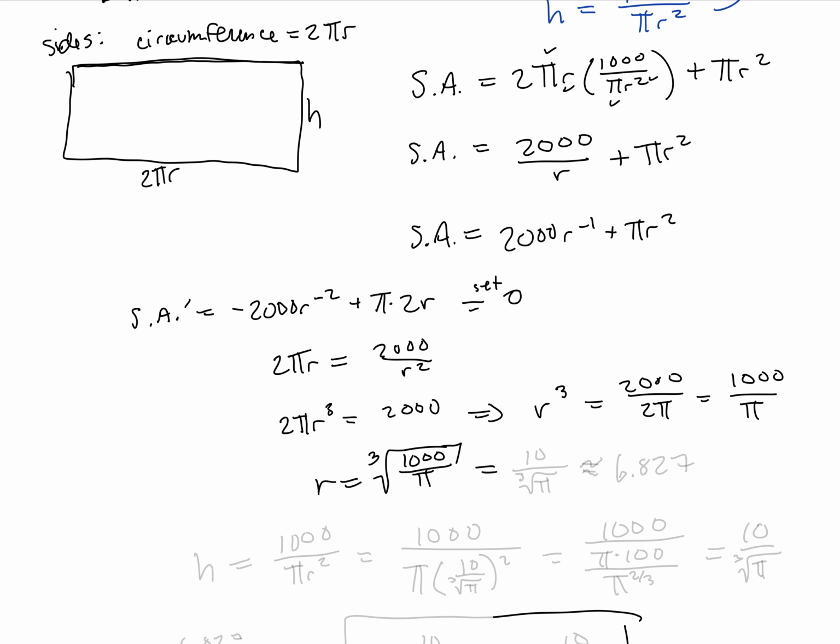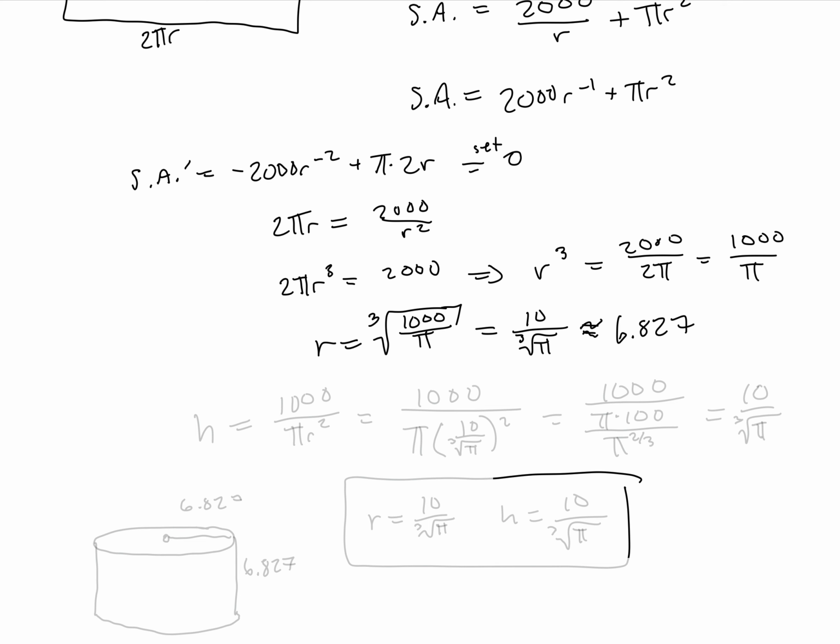10 times itself 3 times is 1000, so the cube root of 1000 is 10, so r is 10 over the cube root of pi. And if you throw that into a calculator to get an approximation, you'll get 6.827 as an approximation of that radius. We were asked for the dimensions of this cylinder, so let's also look at the height. We saw above that we've got the height in terms of the radius. The height is equal to 1000 over pi r squared.